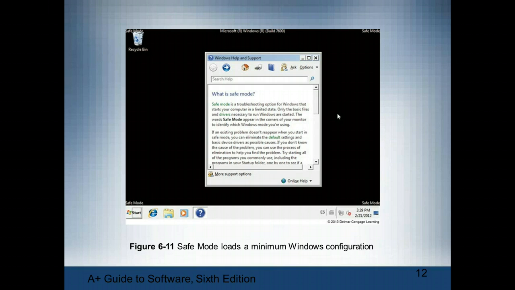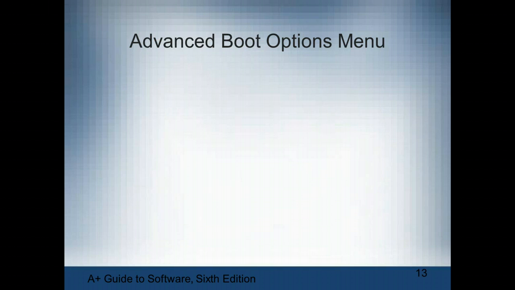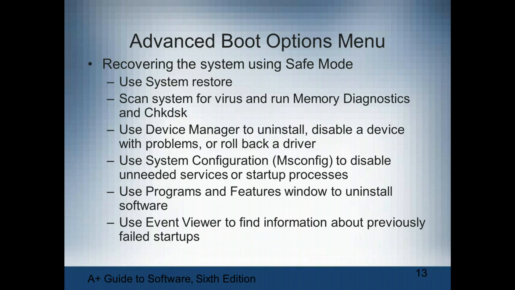What is safe mode? Safe mode is a troubleshooting mode version of Windows, with a minimal driver set so that we don't have a lot of things going on. The advanced boot options, the F8 key, are for recovering the system using safe mode. System restore, if we want to go back in time, again, that's a registry setting. Scan the system for viruses. Memory diagnostics can be handy if you suspect a memory problem. Check disk if you suspect a disk problem.